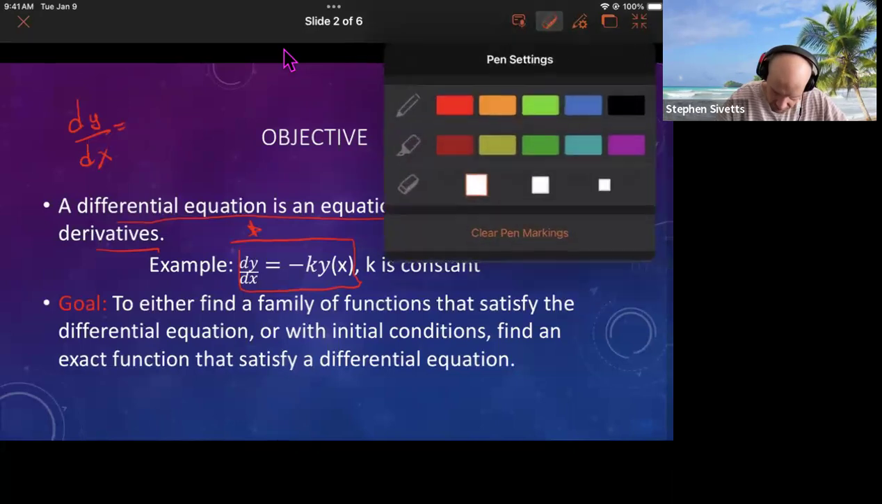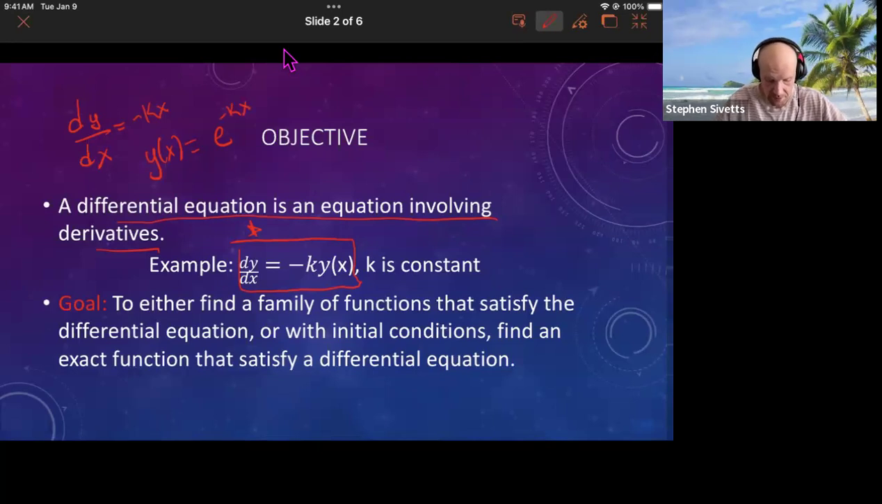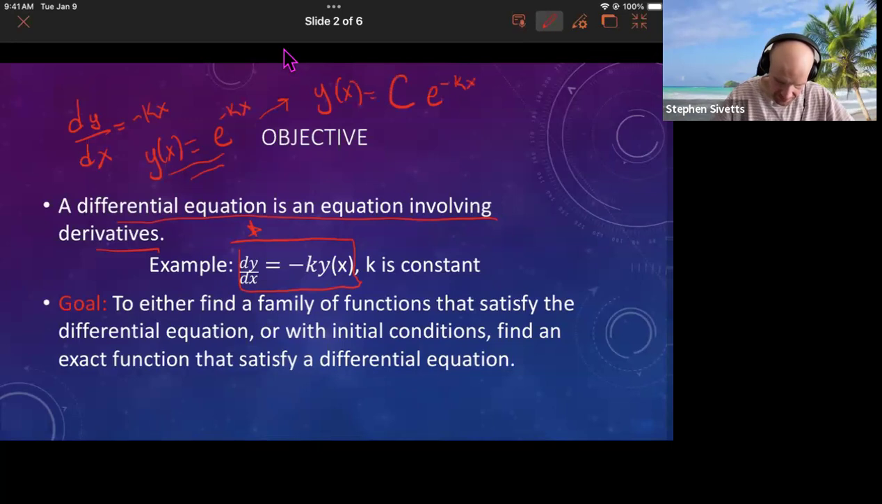If I have minus kx, it's still the exponential function, but the rate is not e to the x, it's e to the minus kx, okay? This solution would work, but if it were multiplied by a constant c, that would also work, right? So the family of functions that would work is some constant times e to the minus kx.